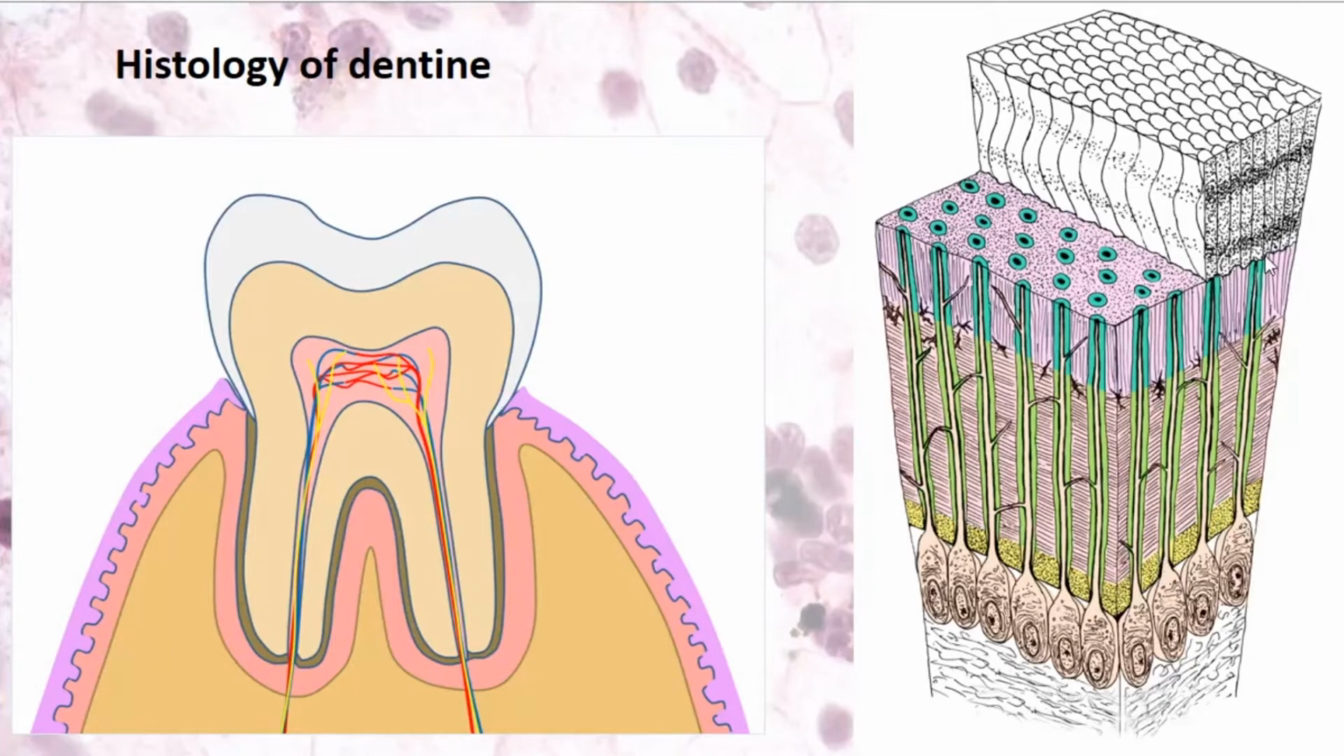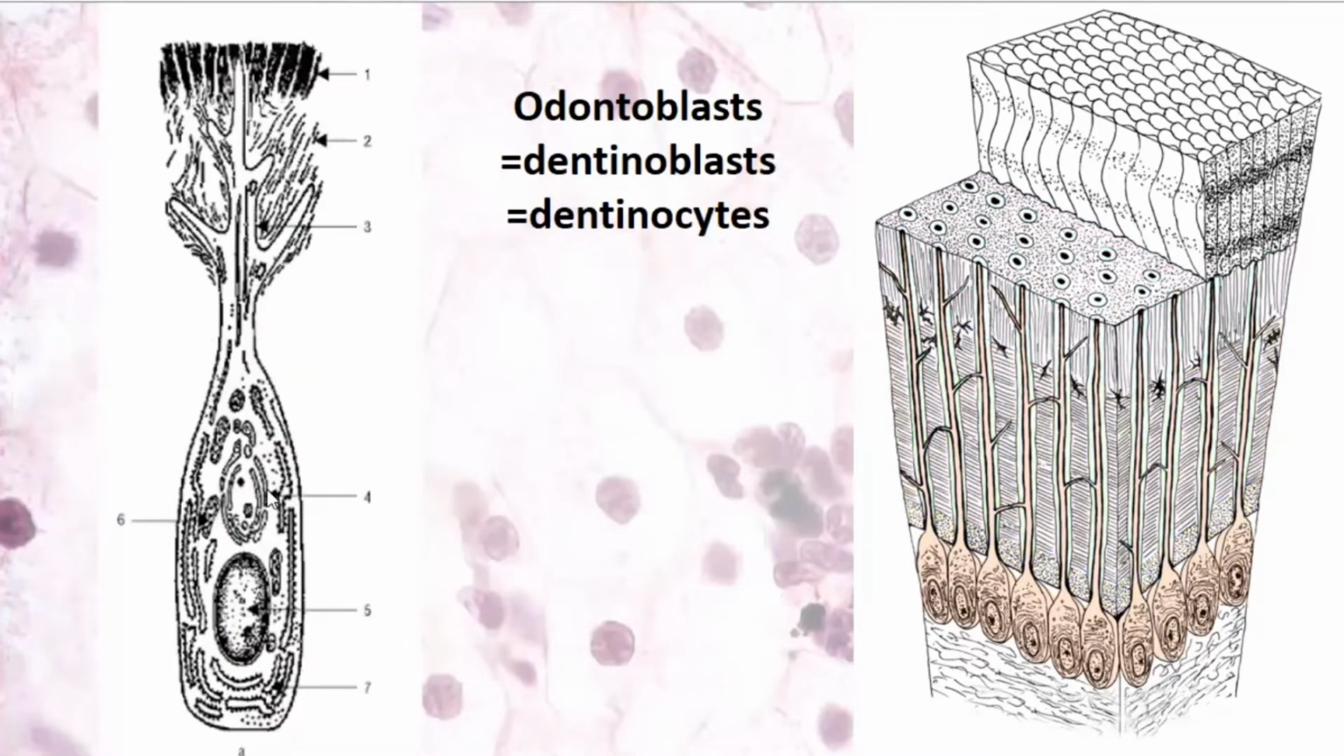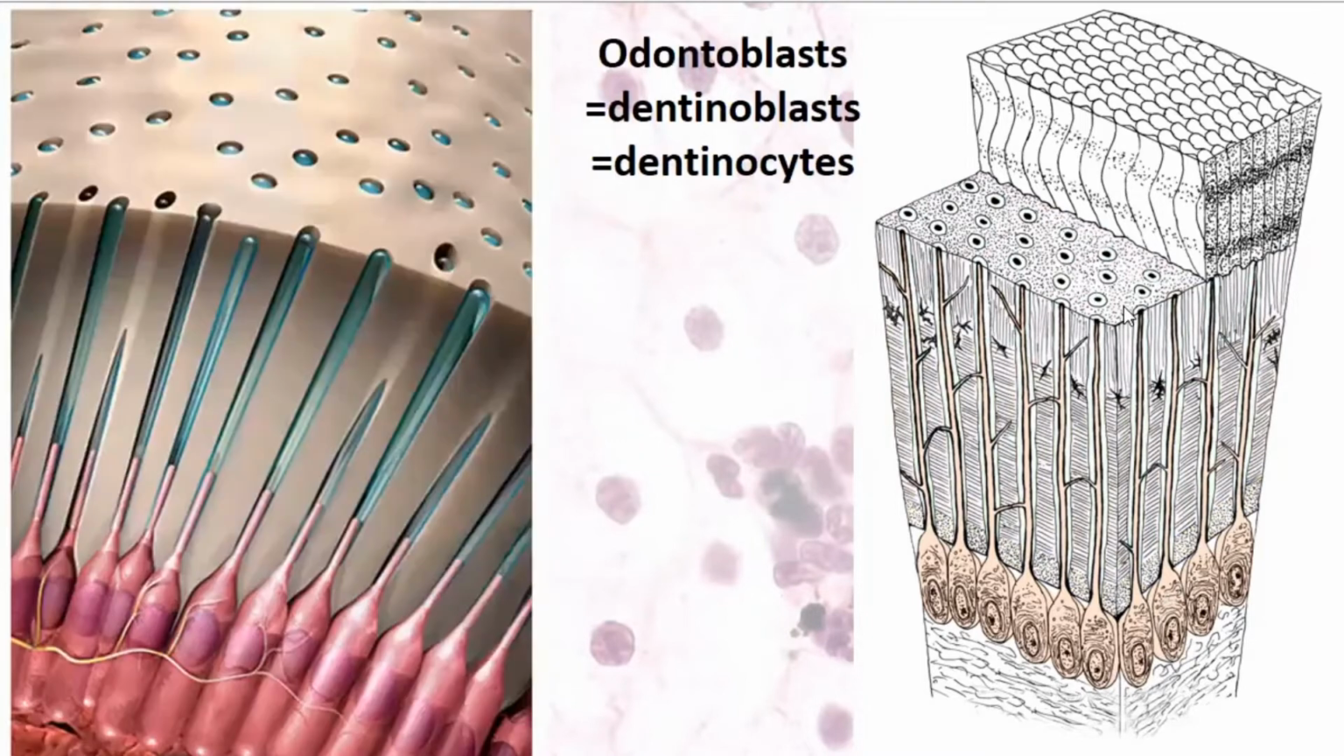And here we can see a thick layer of dentine, and new dentine is produced during the entire life. So cell bodies are located in the pulp, and dentine contains living structures. They are processes of odontoblasts. So the cells are called odontoblasts, or dentinoblasts, or dentinocytes. They produce dentine, the matrix of dentine. They are located in the dentine tubules.